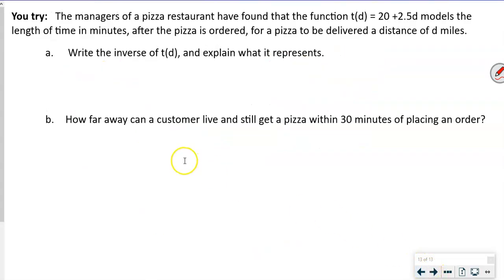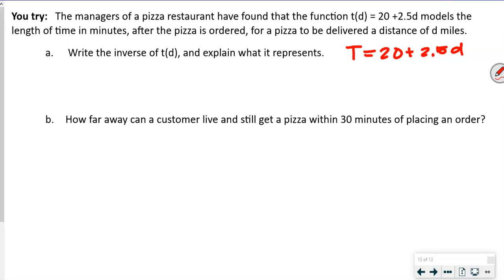It says the managers of a pizza restaurant have found out that the function t of d equals 20 plus 2.5d. It models the length of time in minutes after a pizza is ordered for a pizza to be delivered a distance of d miles. So what does that mean? That means that I've got, actually let's say time. Time is equal to 20 plus 2.5d.